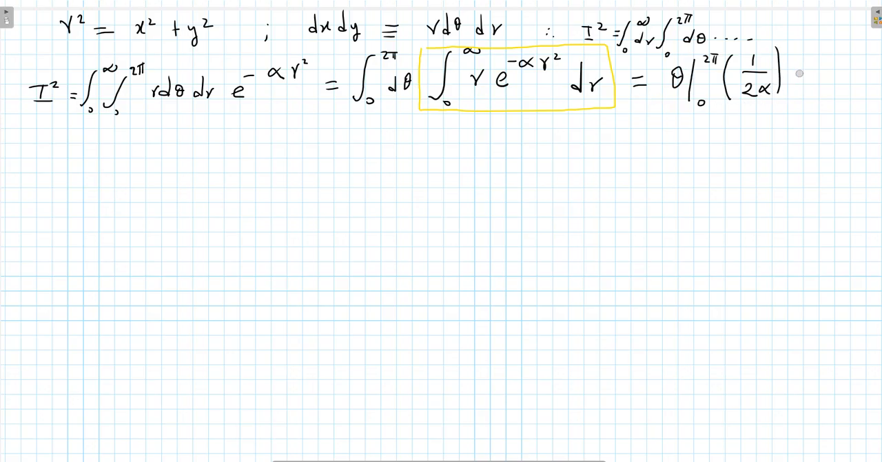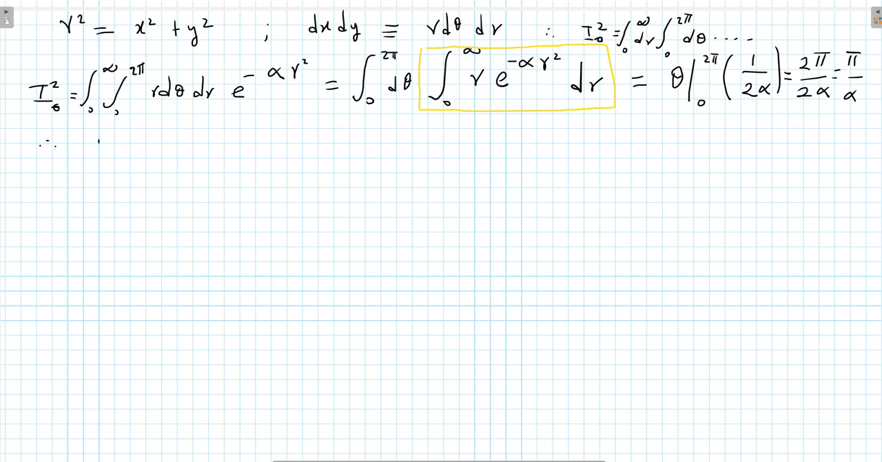When you do the substitution, this is going to be 2 pi minus 0 times 1 over 2 alpha. So the answer is going to be 2 pi divided by 2 alpha. So this is going to be pi over alpha. Therefore, we now have our answer for I0. Sorry, it should be I0 squared.